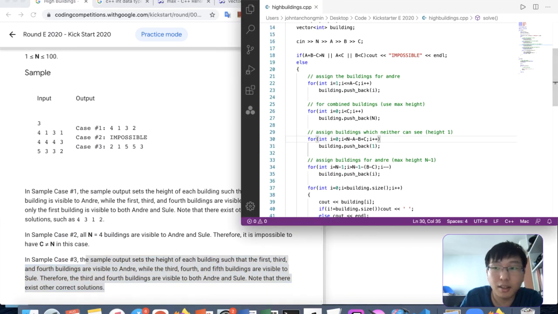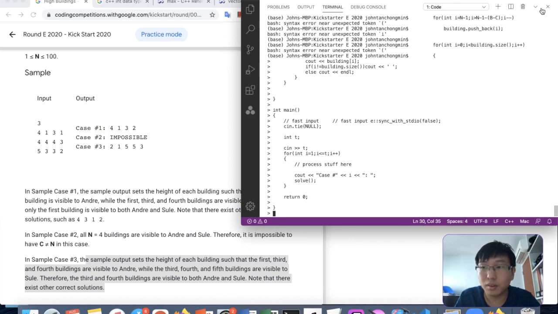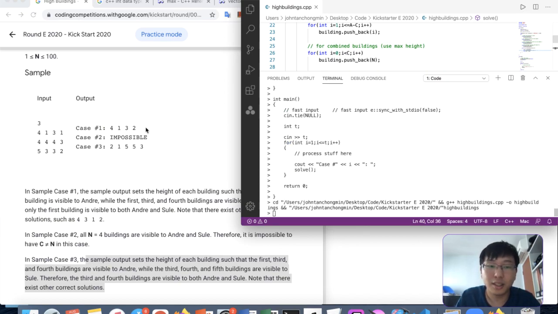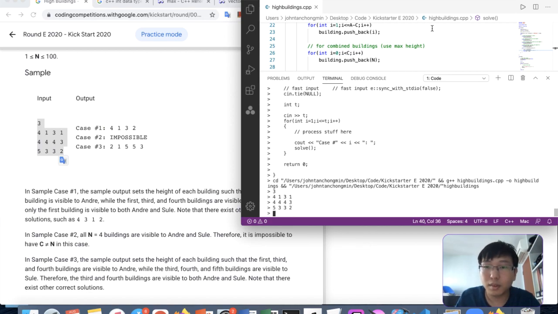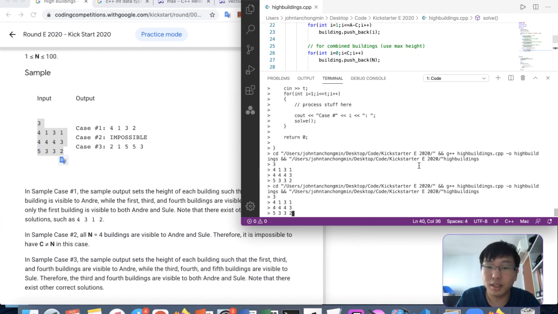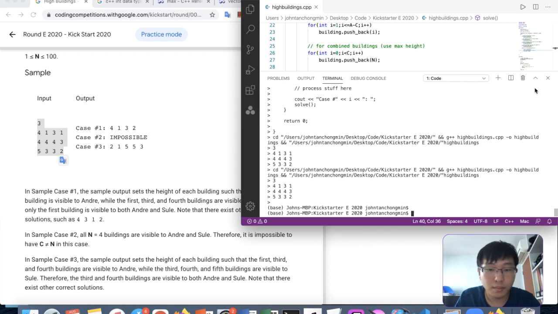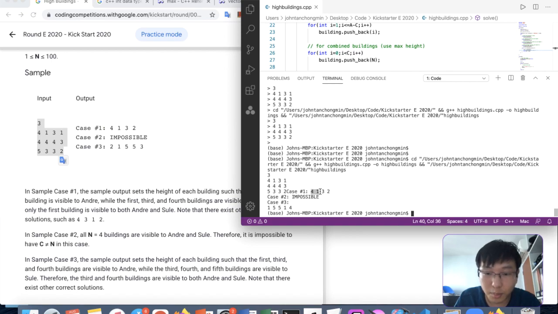Okay, it could be that my formatting is wrong. So let's try again. Oh no. Okay, so this one is to be minus one because it keeps printing out a space. So let's try this again. Okay, let's exit this. Try this again. Okay, try this. Does it have a space here? I think it's fine. Yeah.